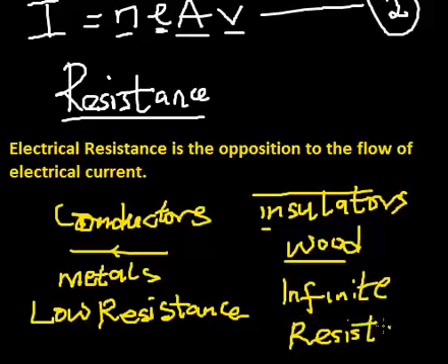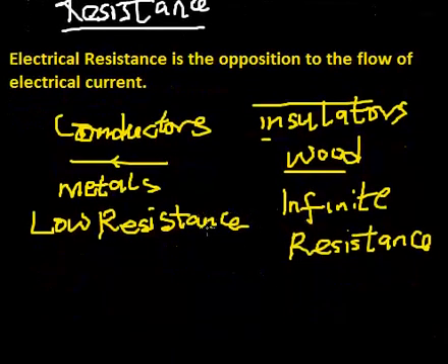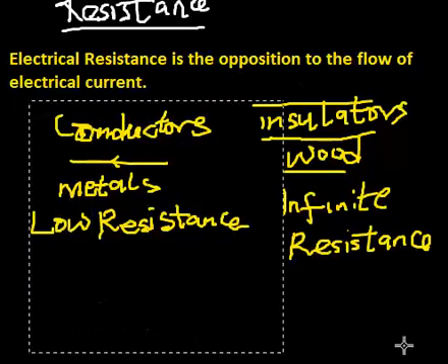Okay, infinite resistance. That is why, if you want to touch any wire that is naked and has power, and you don't want to get electrocuted, you can wear a glove made up of an insulator so that you don't get electrocuted. Okay, because of the resistance. So resistance is the opposition to the flow of electrical current.